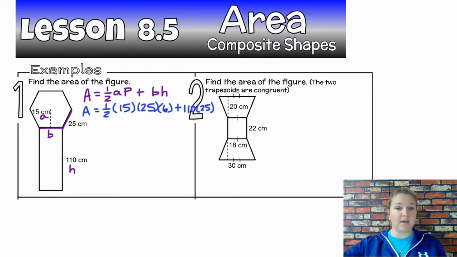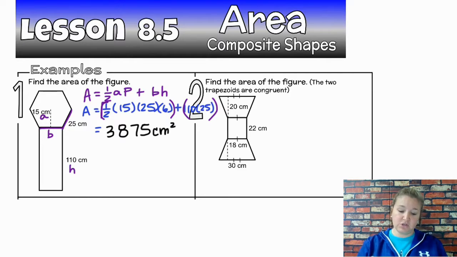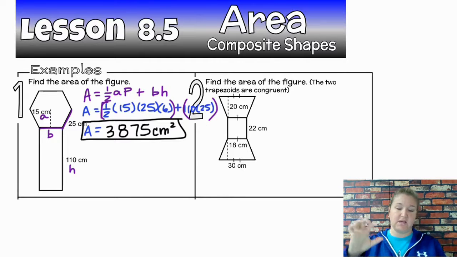And so I can plug all that into my calculator at one time. What I would do if I were you, though, make sure you put these in parentheses. Each piece that you're adding, put that in parentheses, because if not, then it may not work out. I think order of operations would take a role here, but just to be on the safe side. So that's 3,875 centimeters squared. So that's the area of that hexagon and rectangle together.